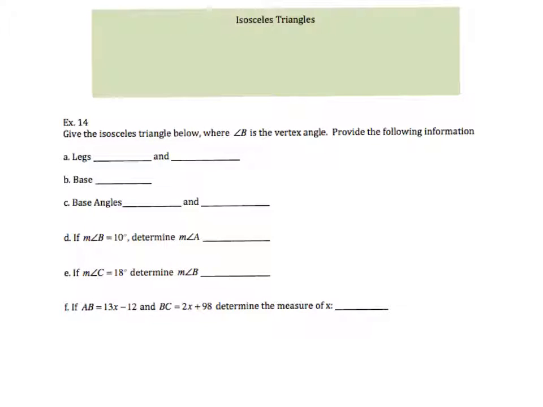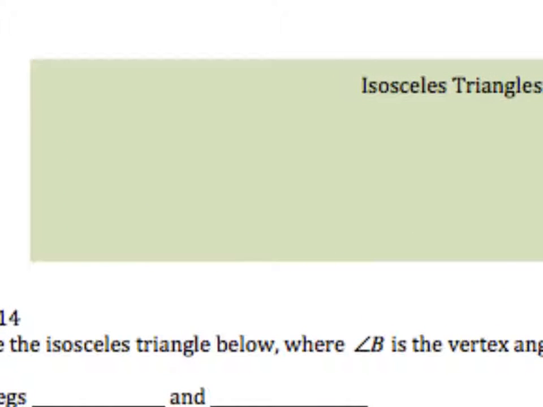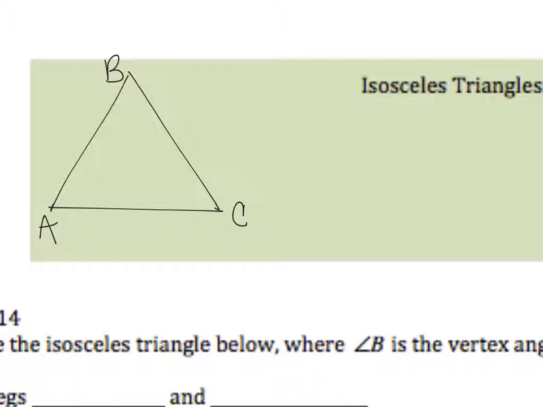Okay, quick refresh on isosceles triangles for you if you need it. An isosceles triangle, remember, is a triangle, obviously, with two equal sides and two equal angles. So if I've got this triangle, and let's label this A, B, C, and I tell you that it's isosceles and that AB and BC are the ones that are congruent. Okay, so a couple things that you know.